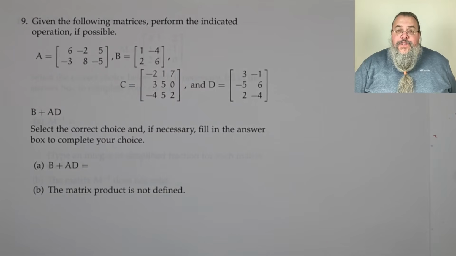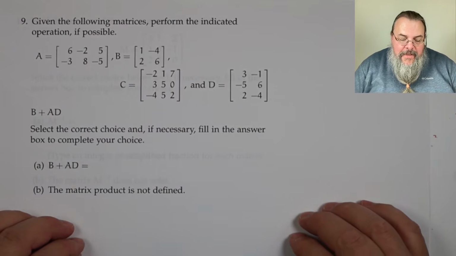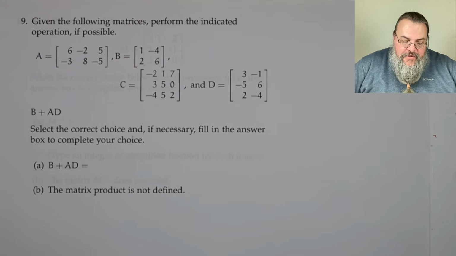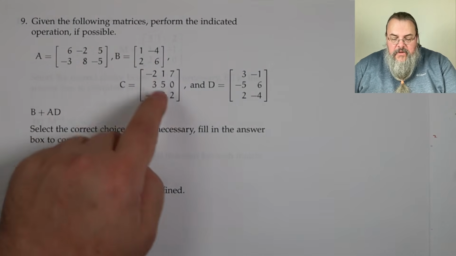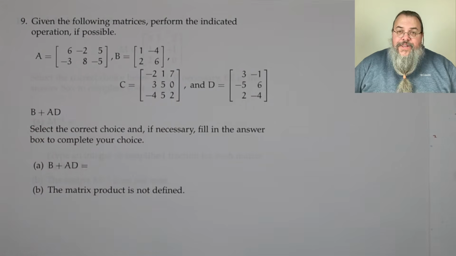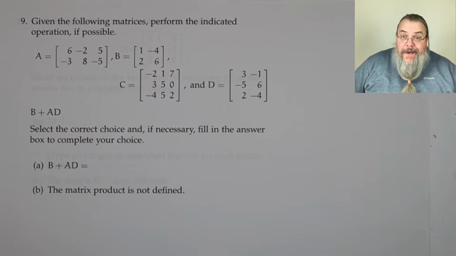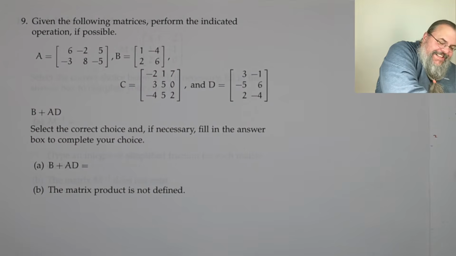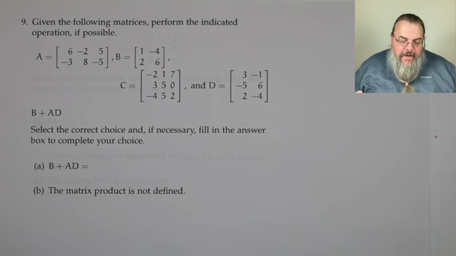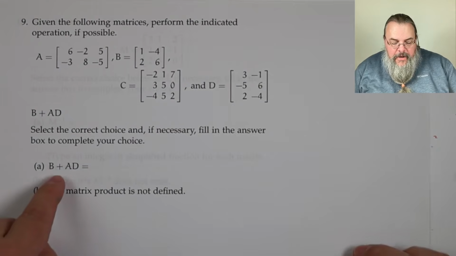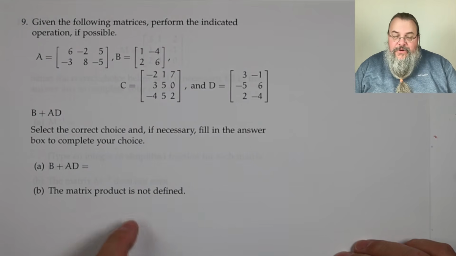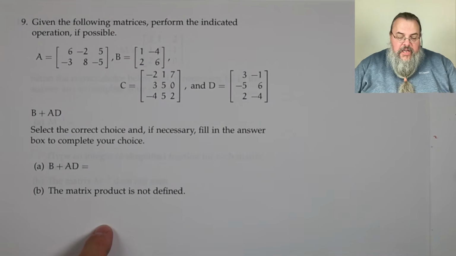On to number 9. Given the following matrices, perform the indicated operation if possible. So we have an A, B, C, D. What's the indicated operation? B plus AD. Well, this could be bad. Let's see if this is going to be possible. Either B plus AD is something, and we'll have to figure it out, or the matrix product is not defined. Those were our two options given. Okay, so what's going on?